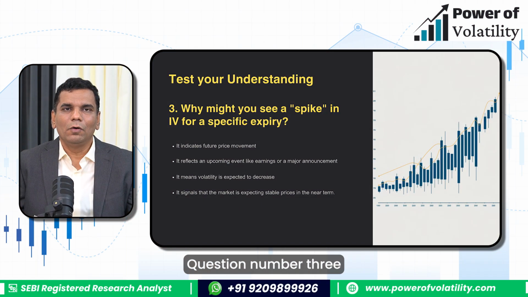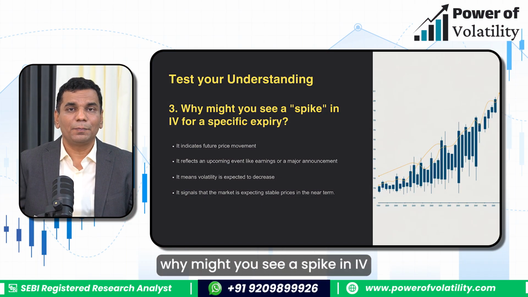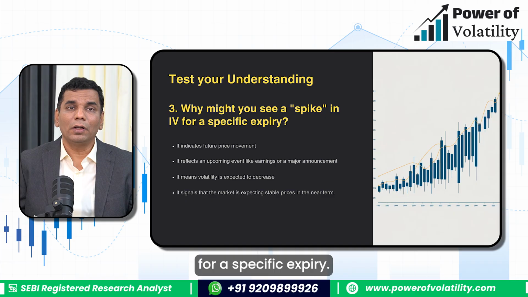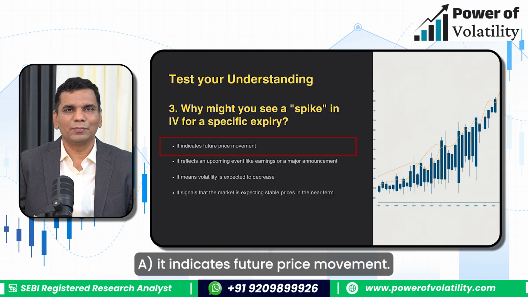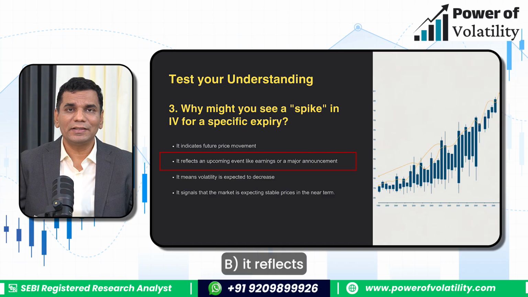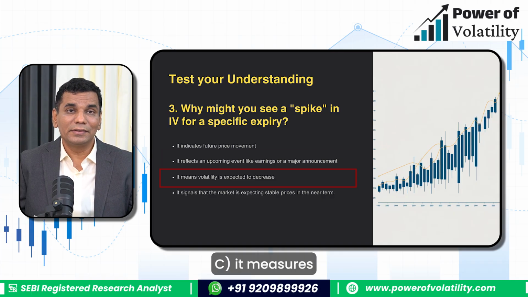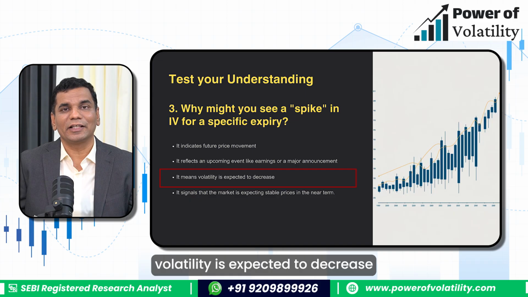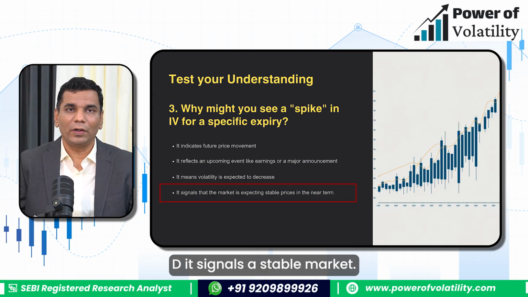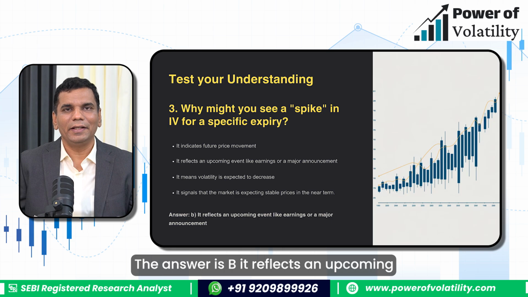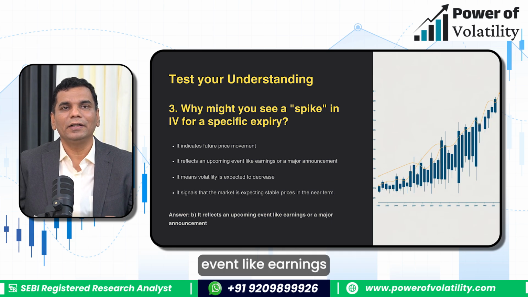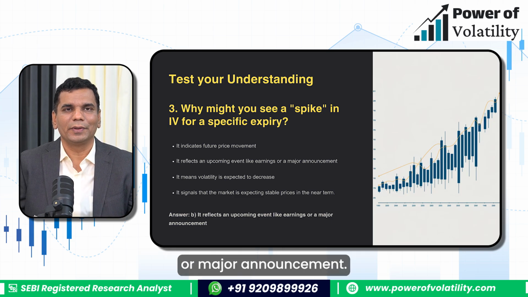Question number 3. Why might you see a spike in IV for a specific expiry? A. It indicates future price movement. B. It reflects an upcoming event like earnings or a major announcement. C. It means volatility is expected to decrease. Or D. It signals a stable market. The answer is B. It reflects an upcoming event like earnings or a major announcement.